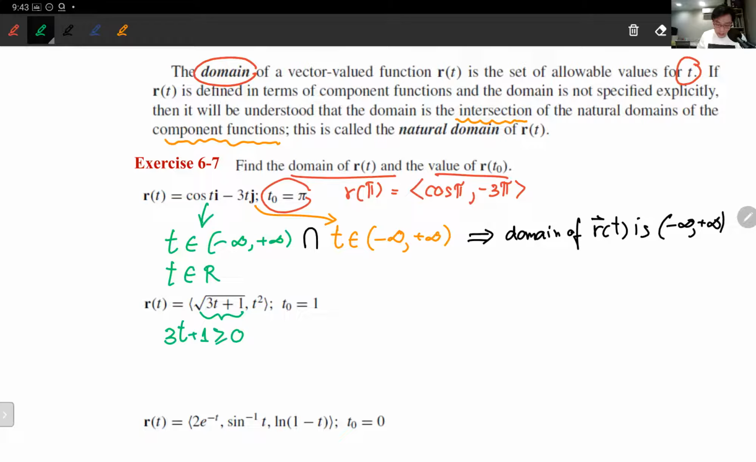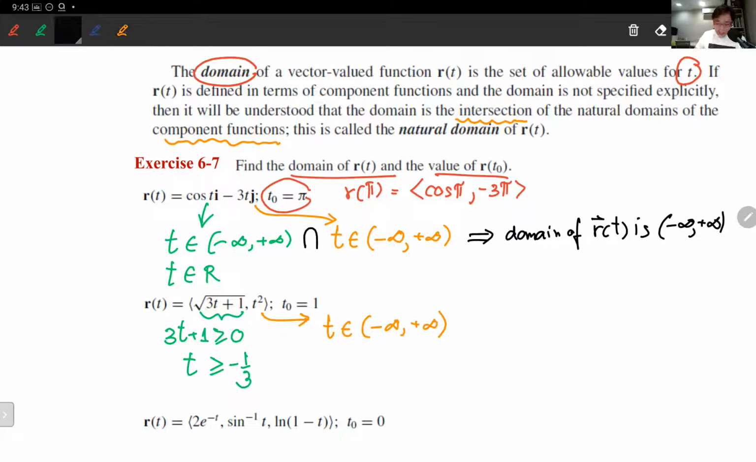So in this case, you know that from the first component, the domain of the x component function over here is just t must be greater than or equal to negative 1/3. Leave it there. Look at the second component right here. Well, Dan, there's no restriction on t squared. t can be anything. So in this case, t is just everywhere.